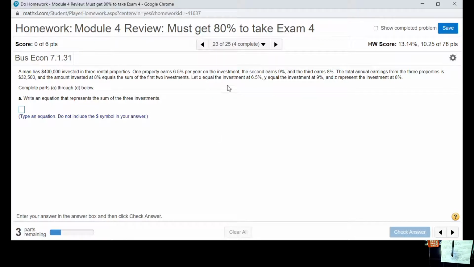So one of your equations will be X plus Y plus Z equals your total amount invested, 400,000. The second one will be adding up your interest. It says the total annual earnings, that's like total interest, or the return, it says 32,000. So that's where you would include the percentages. So you do 0.065 times X plus 0.09 times Y plus 0.08 times Z equals 32,500.